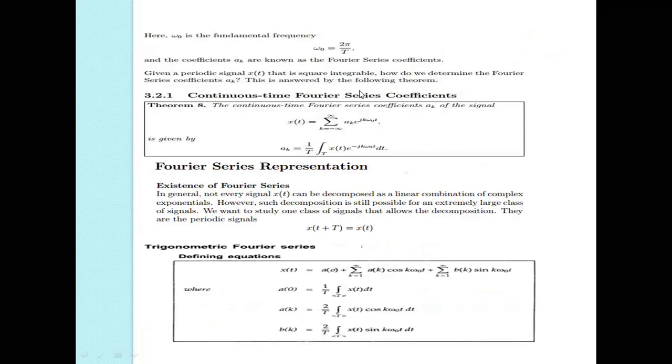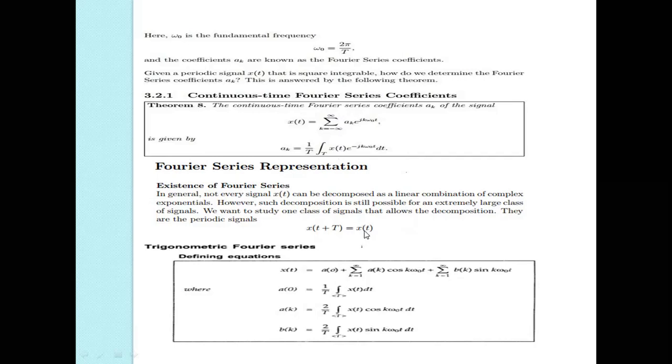And see the continuous time Fourier series coefficients we have here. The x of t signal is the sum of k equal to minus infinity to infinity of a of k e power j k omega naught t, where omega naught is 2 pi by T, the angular frequency. And the coefficient is given by a k is equal to 1 by T times the integral over T of x of t e power minus j k omega naught t dt. And it is only for the periodic signals.